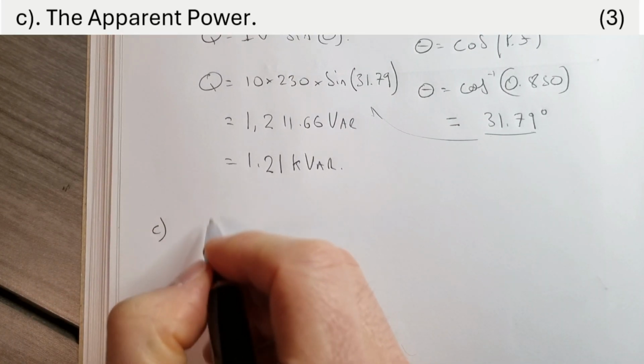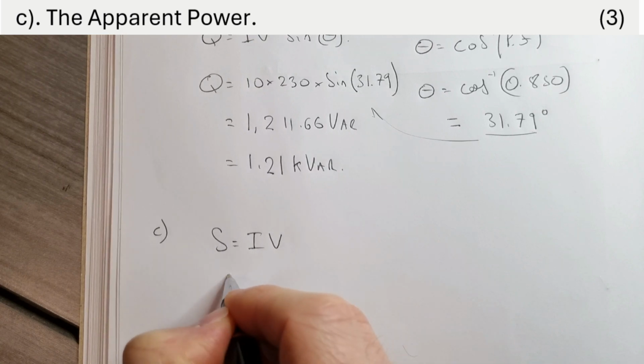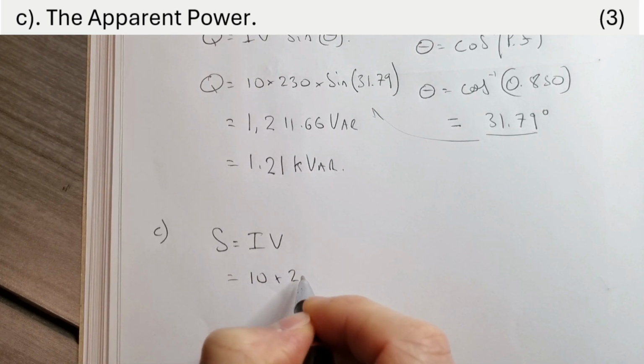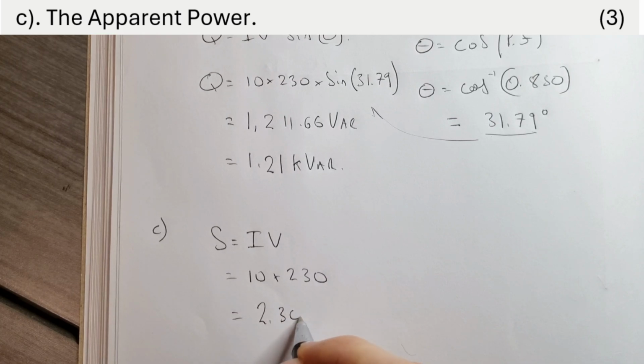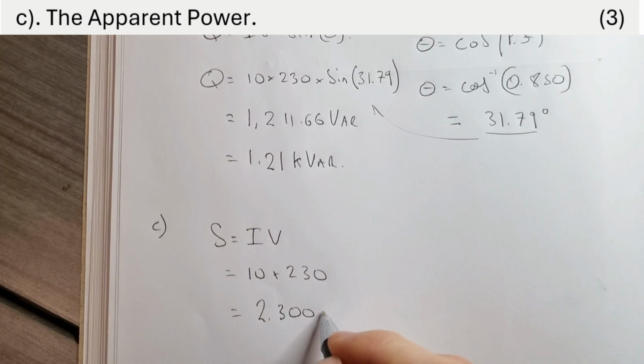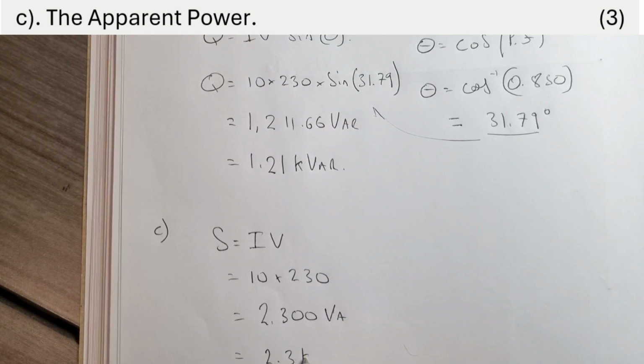Finally, total apparent power is S, and that is equal to I times V, which is 10 times 230, which gives us a total apparent power of 2,300 volt amps, or 2.3 kVA.